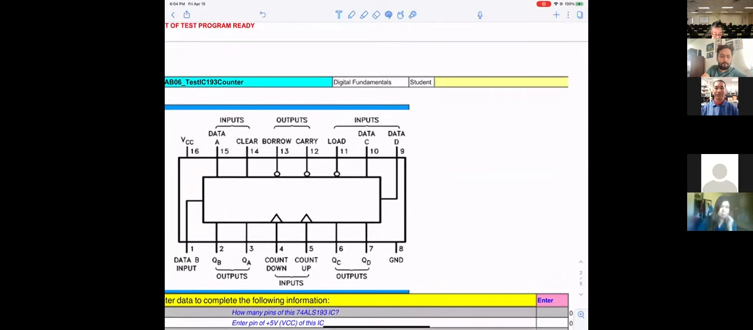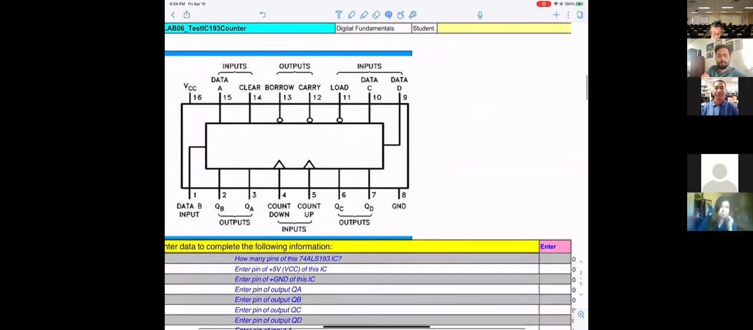Okay, basically, if you're looking at the 74193, it has 16 pins. They get output QA, QB, QC, QD for a 4-bit binary, counting up 0 to 15, counting down 15 to 0. They can load any number to the output. Why do we need the loading?